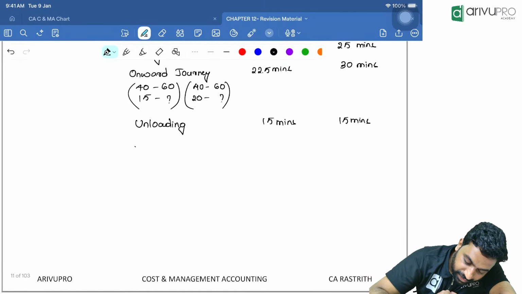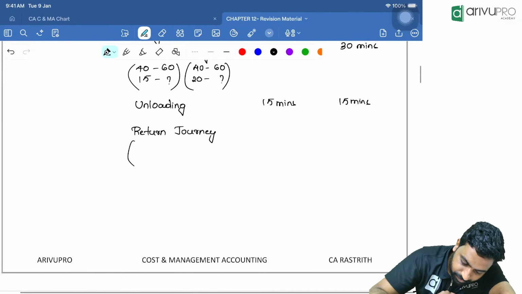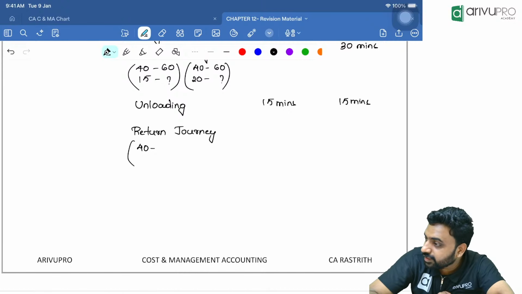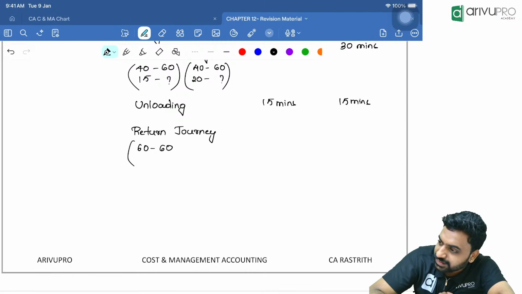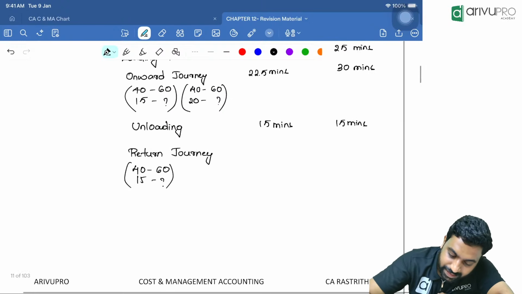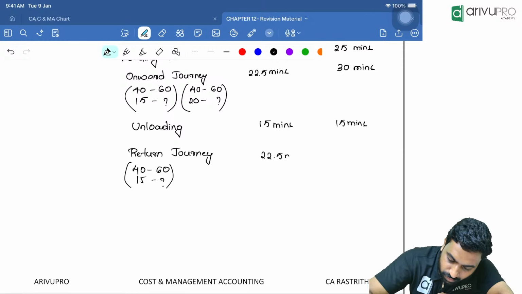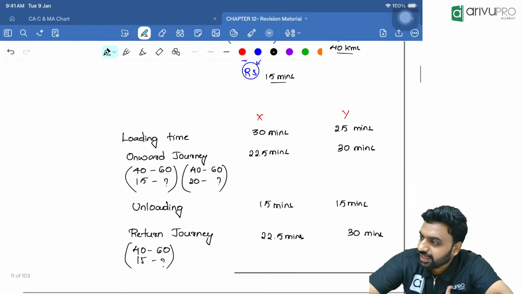Done. And return journey. Here also we are coming back at the same speed. If they had told us that while coming back the speed is 60 kilometers, then to cover 60 kilometers we take 60 minutes, and for 15 kilometers, question mark. But they didn't tell that, they told 40 only. So it's going to take the same time: 22.5 minutes and 30 minutes. With that, our lorry will get there and that particular trip will end.